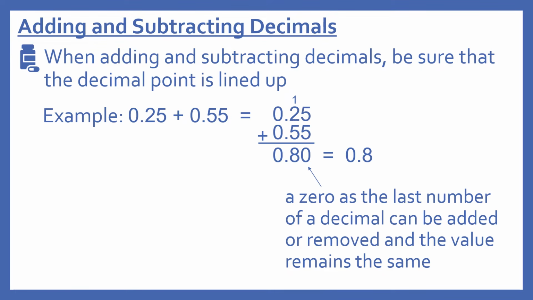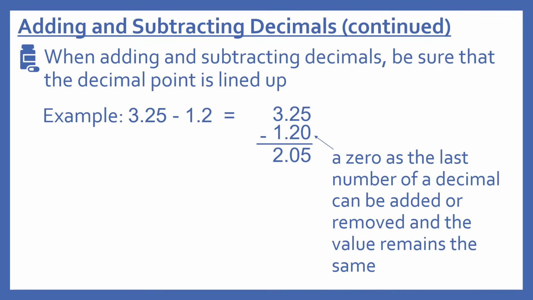So the answer is 0.80. But since the 0 is the last number of the decimal, that can be removed and the value remains the same. So 0.80 is 0.8.